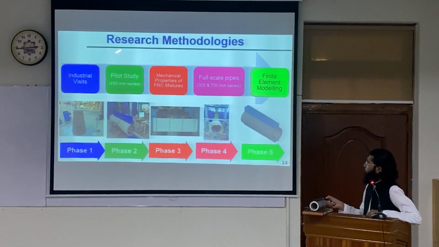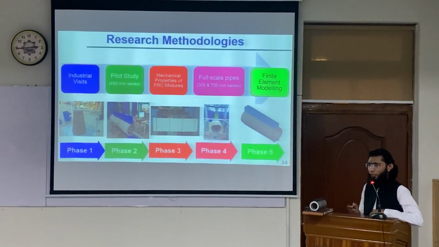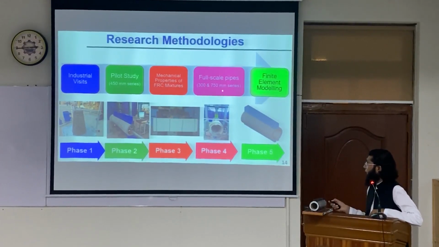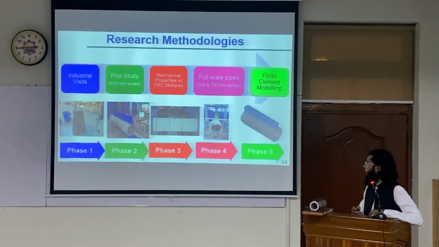This is a brief of the overall research methodology taken in this research. Industrial visits in the first phase, followed by pilot study and full-scale 450 millimeter diameter pipes, mechanical properties of fiber-reinforced concrete mixture through various tests, and then full-scale pipes once again on 300 and 750 millimeter pipes, and finite element modeling in the end.